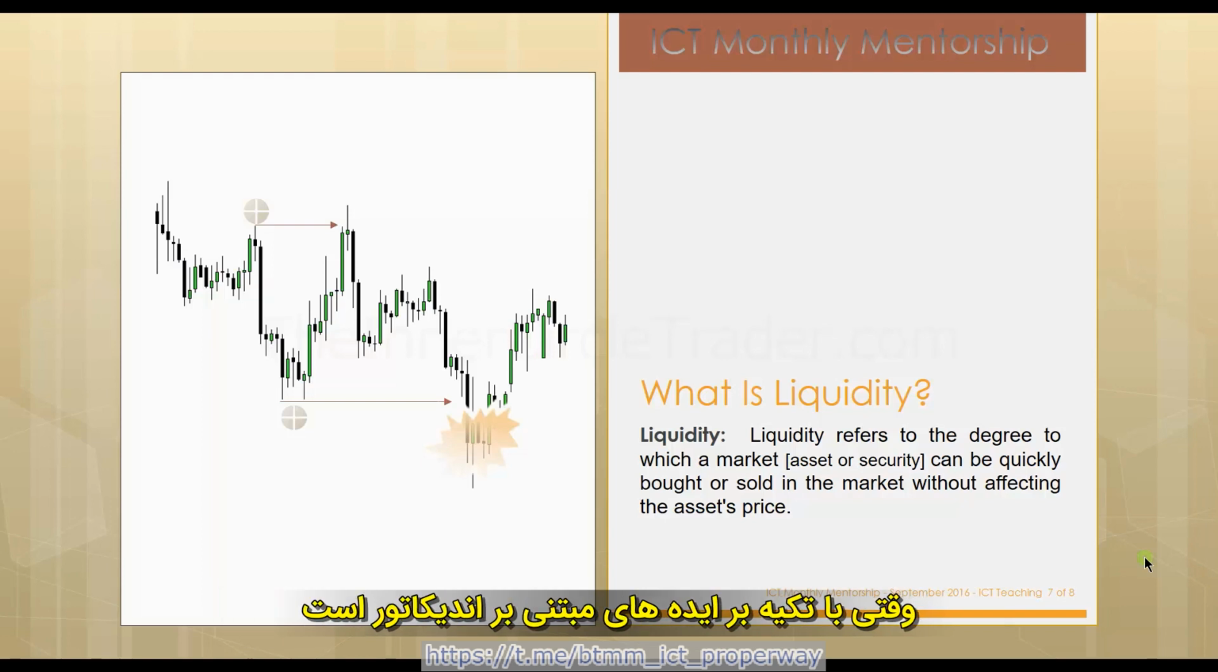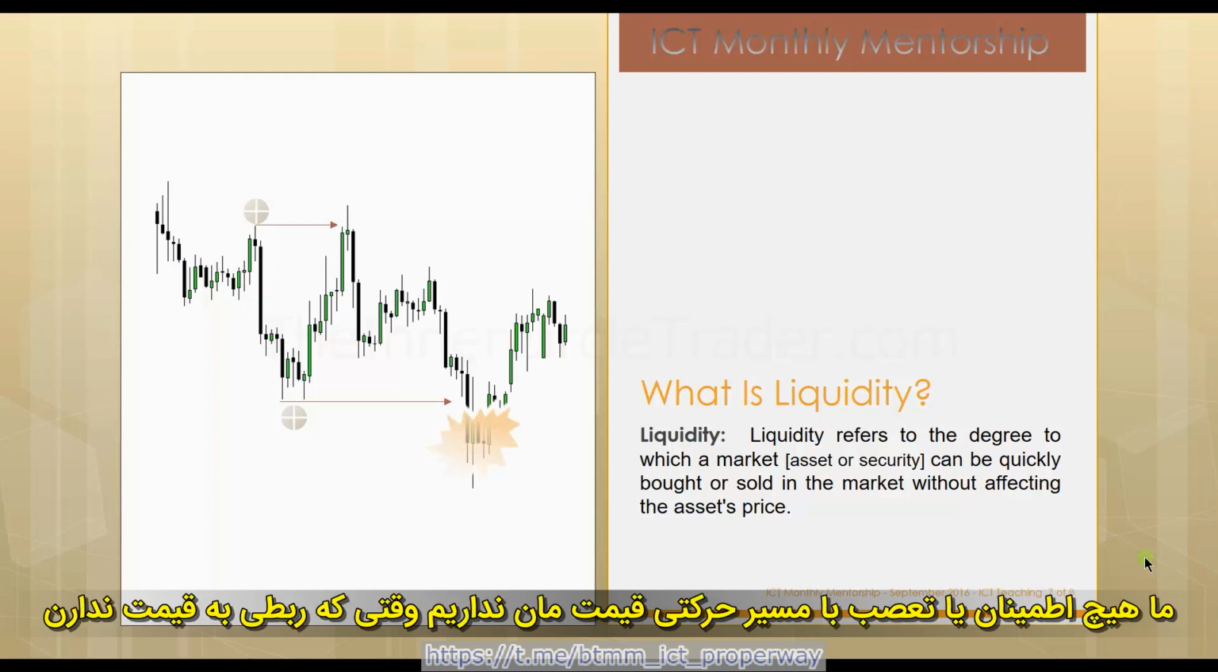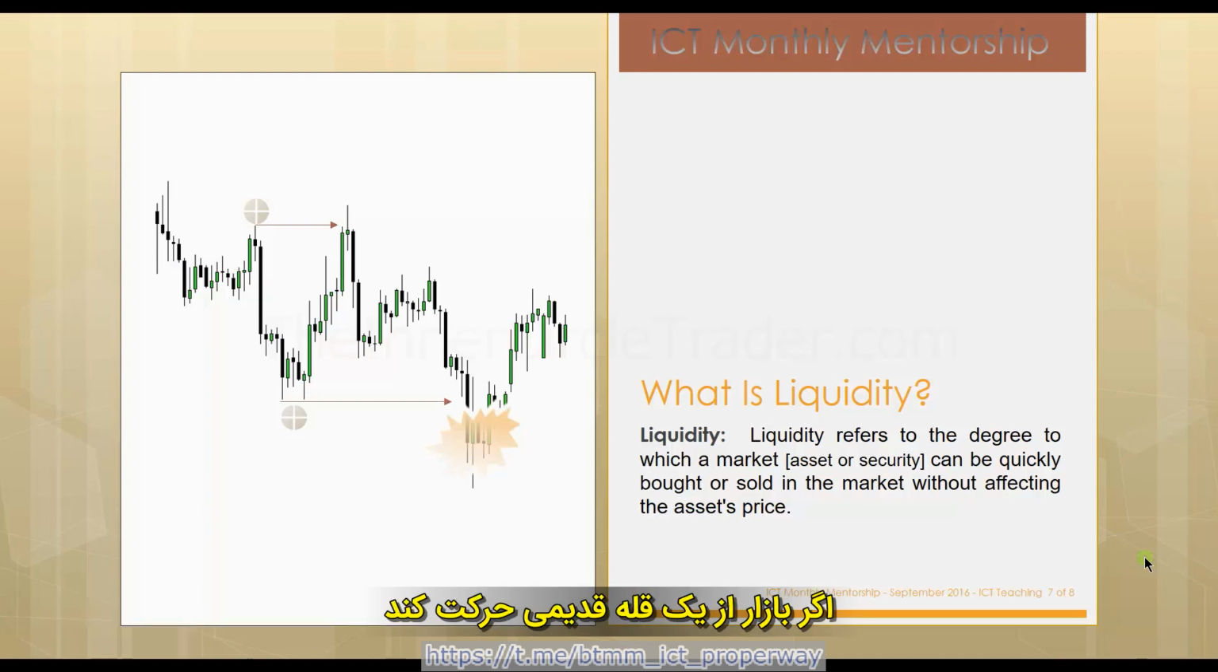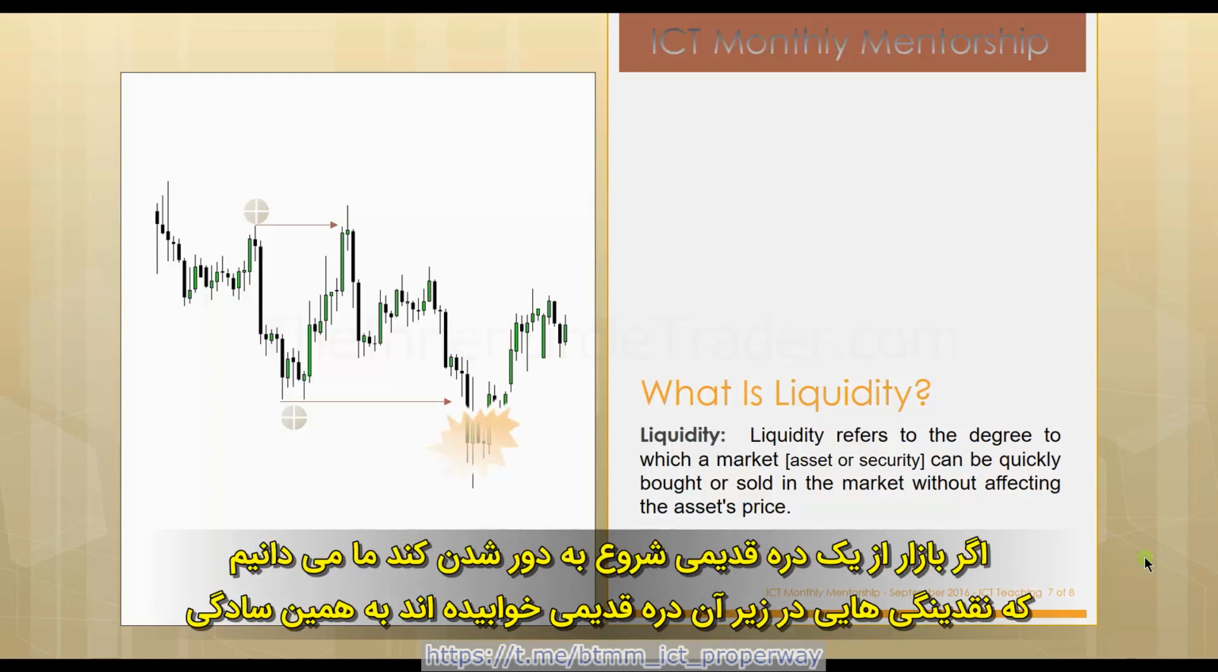When we adopt these principles with study of price, it gives us the purest view of how price is delivered. We have no confidence or direct relationship to our directional bias on price relative to anything except for price itself. If the market's moved from an old high, we know that there's going to be liquidity resting above that old high. If the market's moved from an old low, we know there's going to be resting liquidity below those lows. It's just that simple.